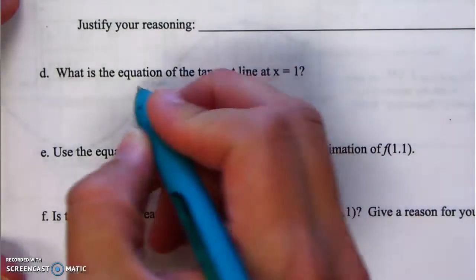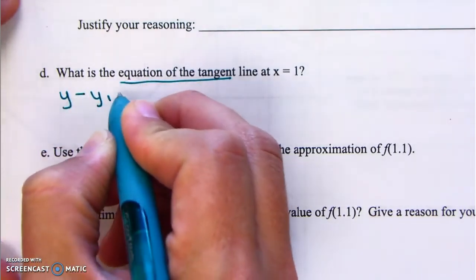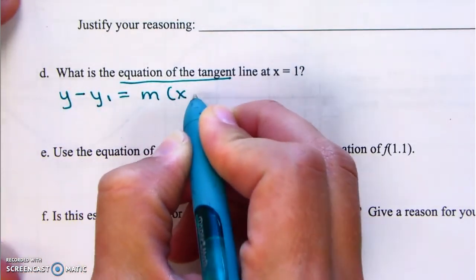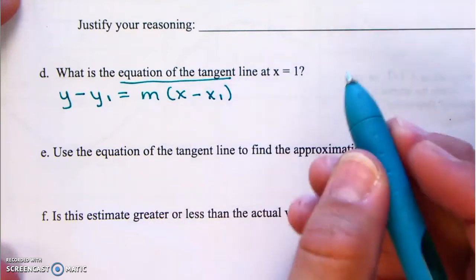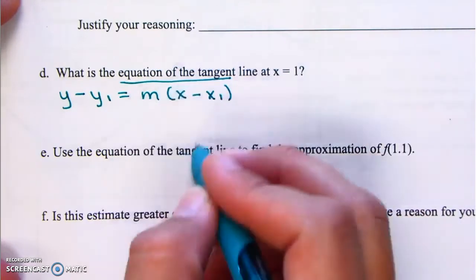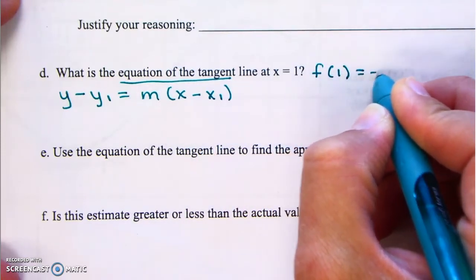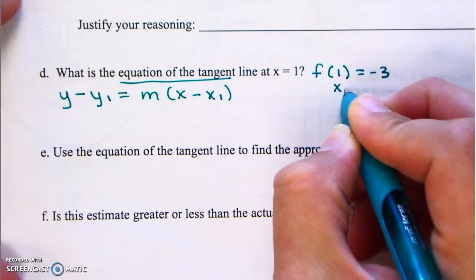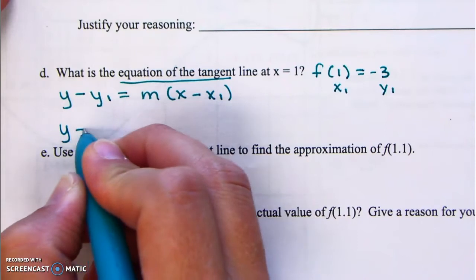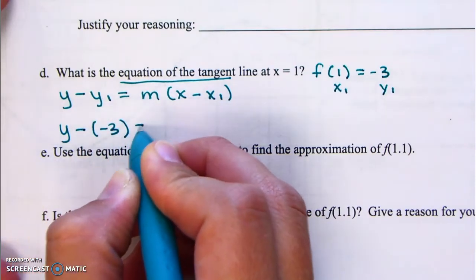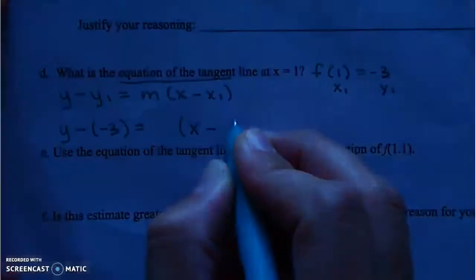What do you need for an equation of the tangent line? We need y minus y1 equals m times x minus x1. So they didn't give us the original function, so they had to give us the point, and the point they gave us was f of 1 equals negative 3, and that's going to be your x value and your y value. So we have y minus negative 3 equals m, we don't have that yet, x minus 1.